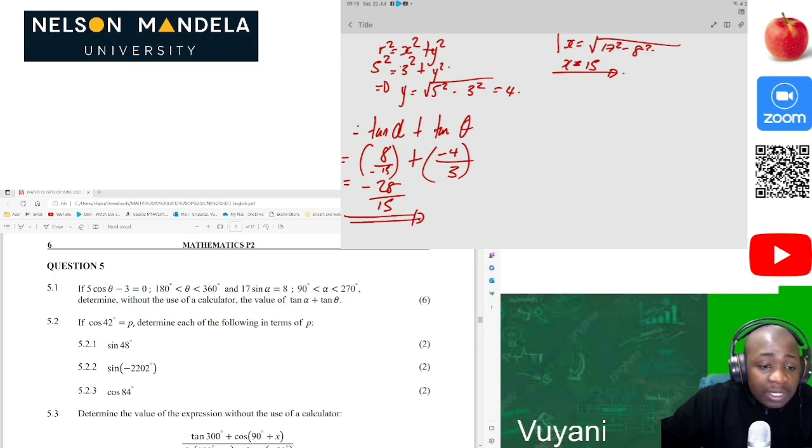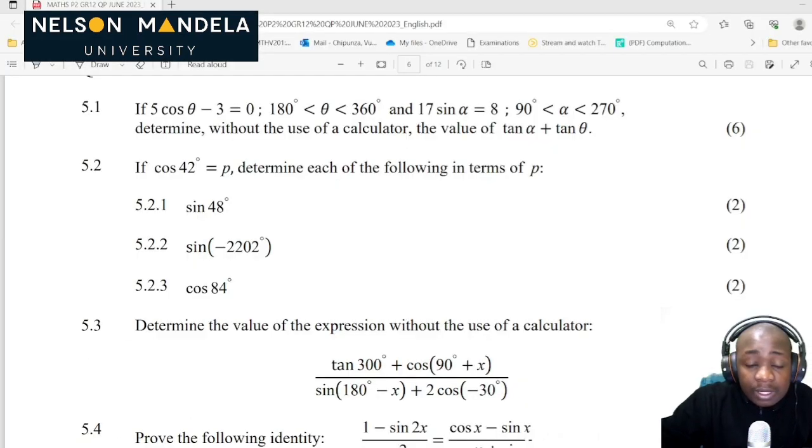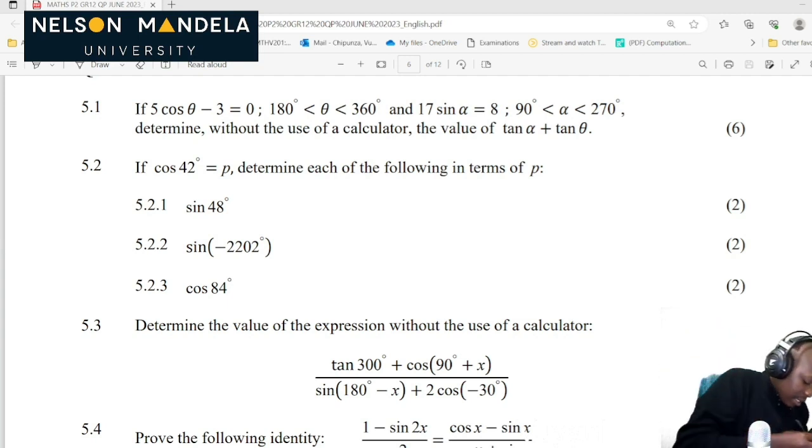Now let's move forward to the next question, which is 5.2. What do they want in 5.2? Let's check it out. If cos 42 is equal to P, determine each of the following in terms of P. Bingo! That's great. So in 5.2, we are given cos of 42 degrees, which is equal to P.